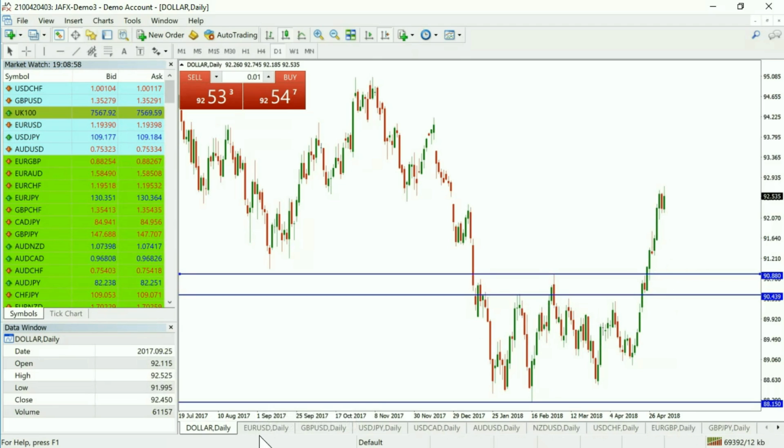Then we have other markets like the euro dollar. And just moving along the bottom, we have the pound dollar, the dollar yen, the dollar CAD, and the Aussie dollar, and the New Zealand dollar, and the dollar Swiss. So these 7 currencies are effectively the majors.